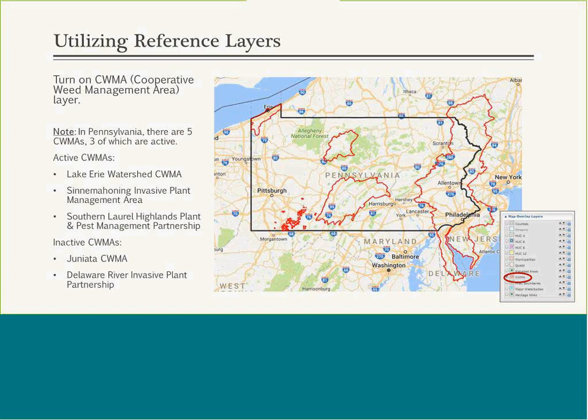We do have 2 other areas that are inactive at this point, but we still are defining them within the layer. And so the Juniata is the large one that you'll see just under the word Pennsylvania on the map, kind of in the center part of the state. And then the very, very large one over on the right-hand side is the Delaware River Invasive Plant Partnership. So again, 2 are inactive at this point. I haven't checked in with the coordinator, so they may be becoming active again. I'm not sure.